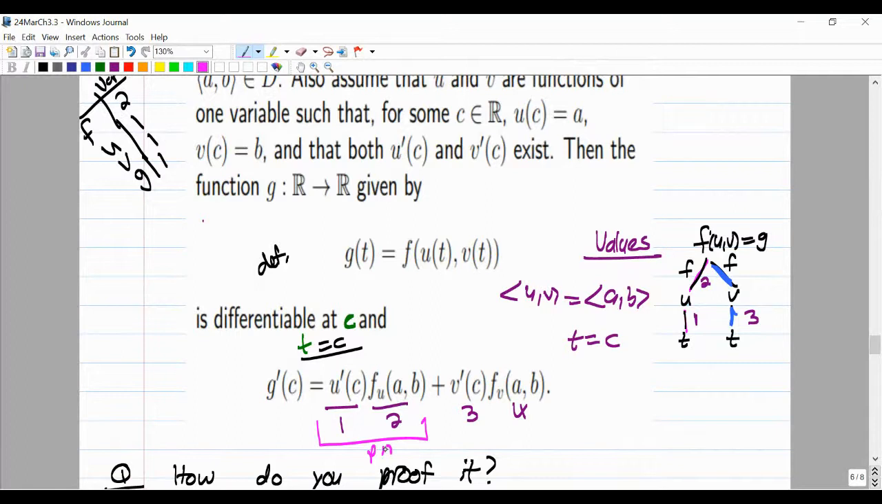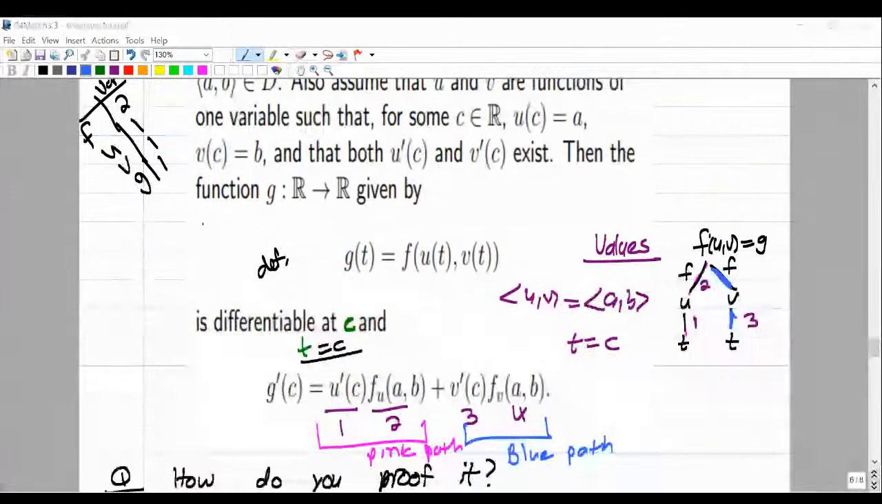And this is the blue path. So don't memorize the formula. Draw the tree and interpret the tree. Are there any questions?